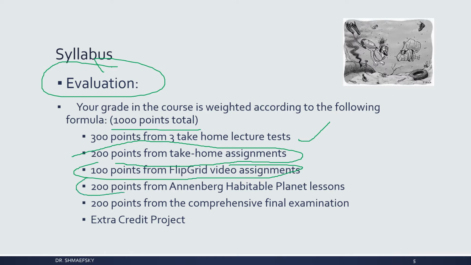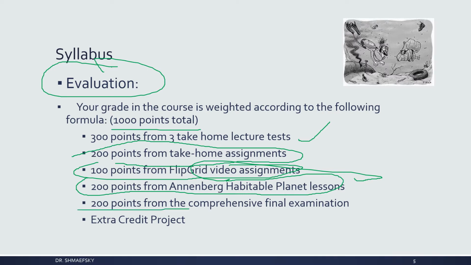Then there's a very important assignment called the Annenberg Habitable Planet Lessons, and I'll go into this shortly. You'll be getting about 6 to 8 of these, depending on what I feel like assigning and what's important to the particular emphasis of that semester. These would be an online video, and you'll have an answer sheet to answer questions based on the video. On the answer sheet, you have to answer all of the questions. There'll be 2 sets of questions, and I'll explain that a little later.